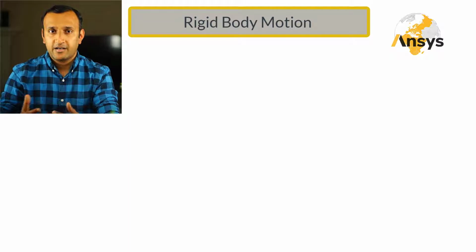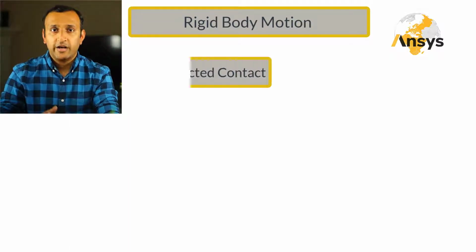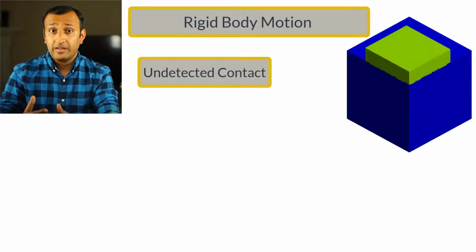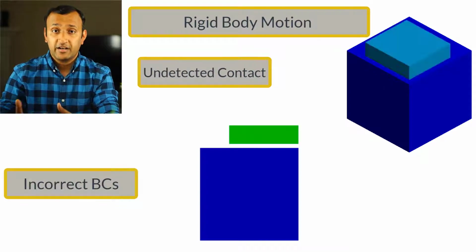Rigid body motion may occur in an analysis when contact goes undetected or when the user defines any boundary conditions incorrectly. When this happens, a simulation may either fail to converge or it may proceed to solve a physical problem that is different from our model objective.